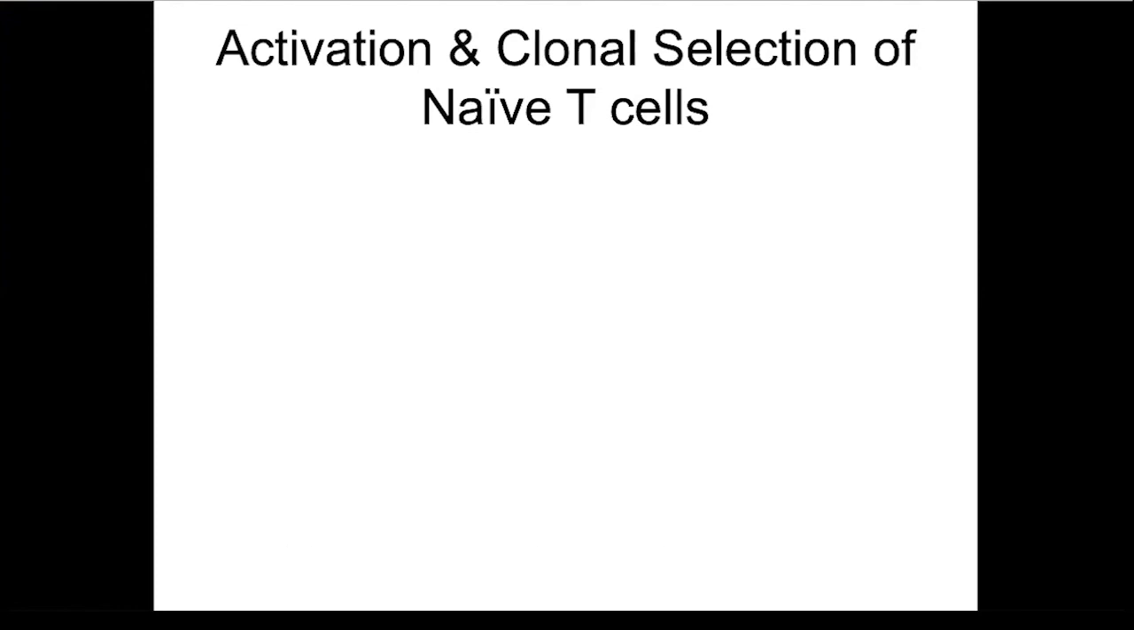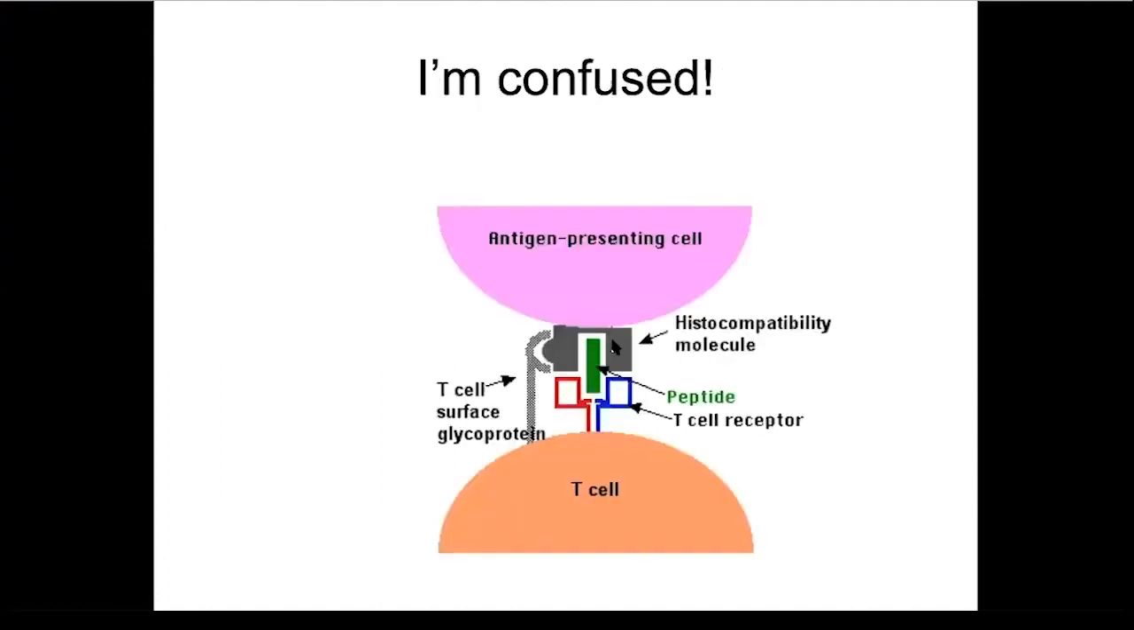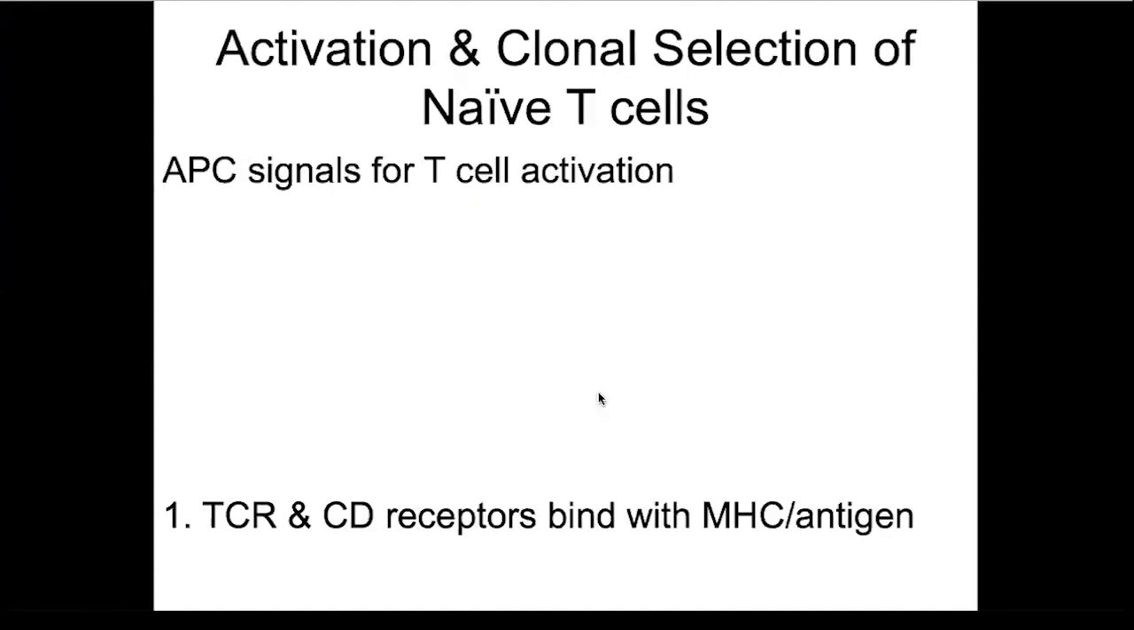They have to receive two signals in order to be activated. So let's look at what happens here with the APCs and T cell activation. The first signal is that the TCR, the T cell receptor, and its CD protein must bind with the MHC antigen complex on the presenting cell. And that's what I described in the previous slide. So if you go back here, this is the first step. All of this has to bind.